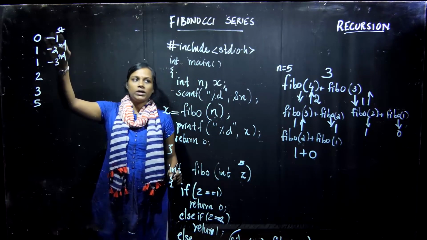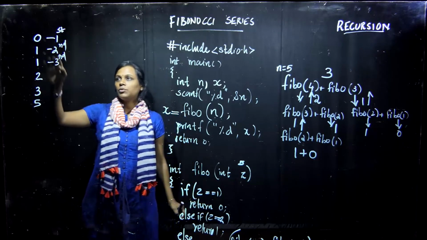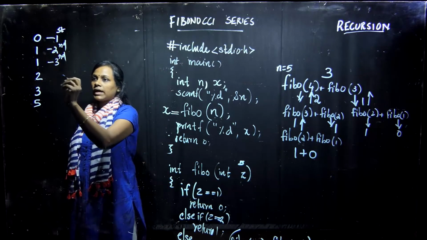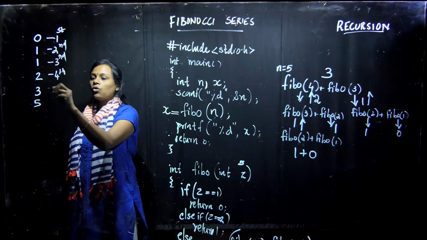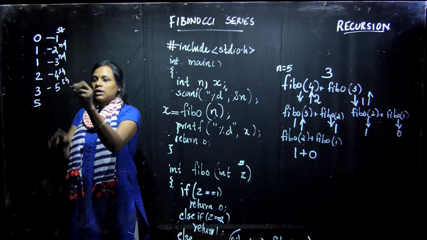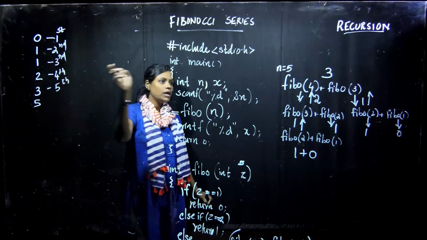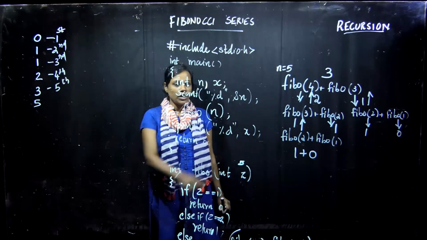So let's check what the value in the series is at the 5th position. This was the first, second, third, this one 4, and this was the 5th. At the 5th position the value is 3, and the same value we have got here.